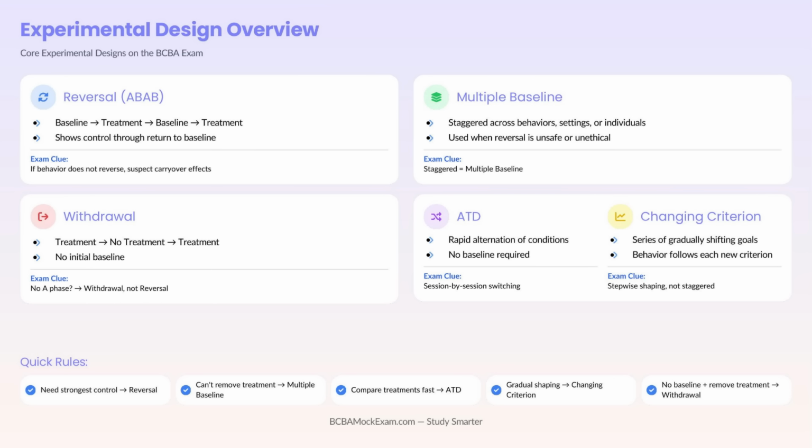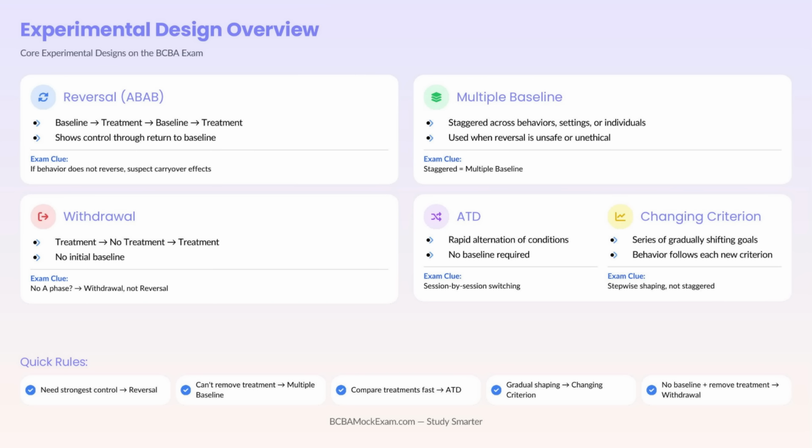Experimental design is much easier when you focus on the patterns each design creates. Reversal designs show control by returning to baseline, while withdrawal removes treatment without needing an initial baseline. Multiple baseline demonstrates change through staggered implementation across behaviors, settings, or individuals. Alternating treatments relies on rapid session-by-session switching to compare interventions quickly, and changing criterion uses stepwise goals that behavior should follow. A few quick rules help you classify a design fast.